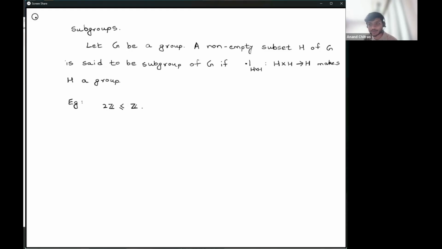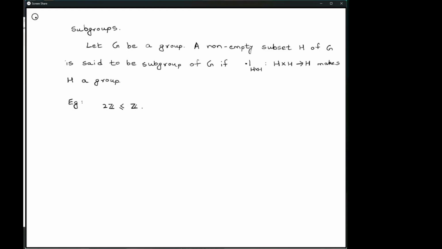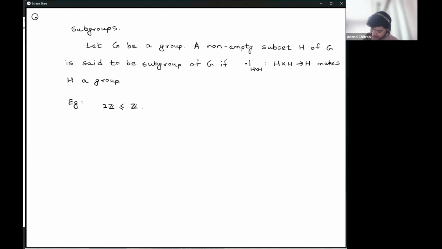What about other subgroups of Z? 3Z, 4Z, 5Z. Yes, more generally, nZ, which is all integers divisible by a fixed integer n, forms a subgroup of Z for every n in Z. Okay.